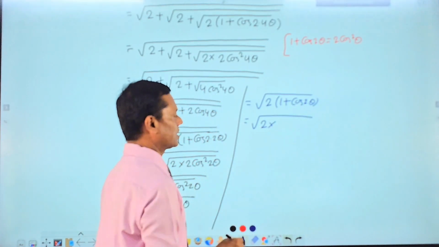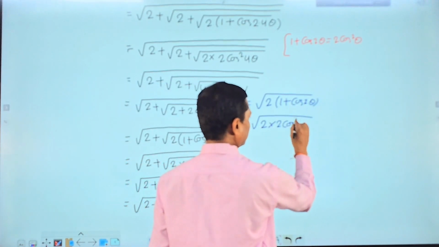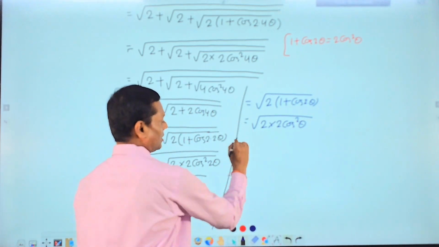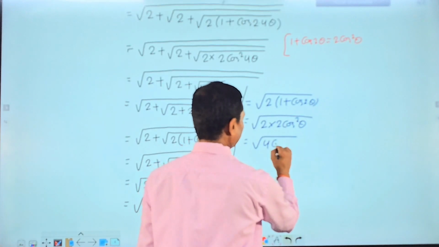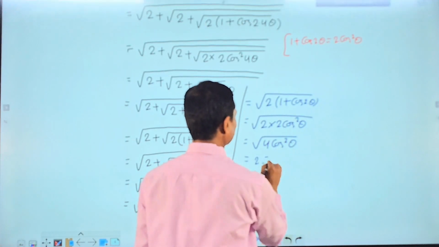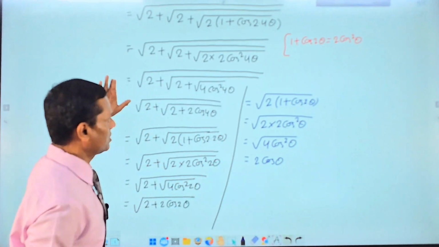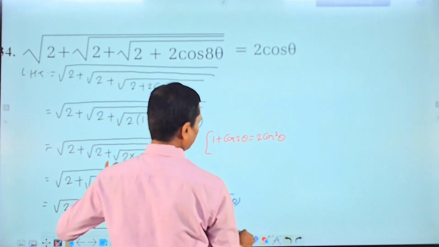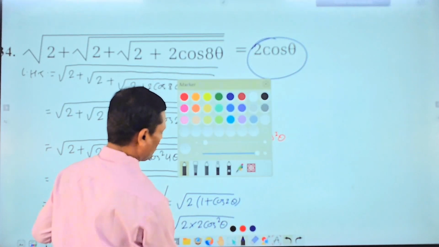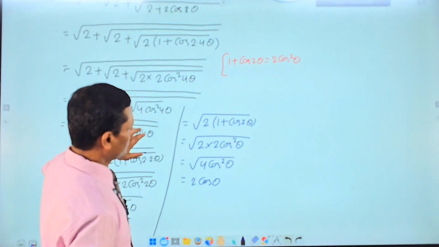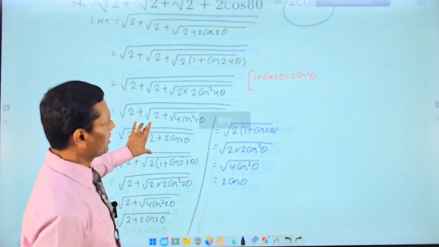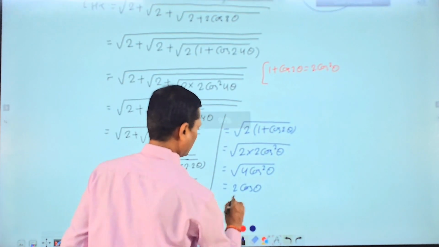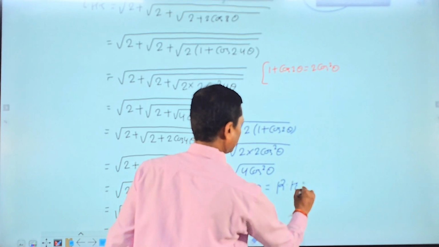Again 1 plus cos 2 theta means 2 cos square theta. 2 cos square theta, right? 1 plus cos 2 theta means 2 cos square theta. And it is 4 cos square theta. That is 2 cos theta. Look, what's at the right hand side? Did you get or not? 2 cos theta, right? Here is the right hand side. You can see that. And here we got 2 cos theta very clearly. It's clear? Okay.